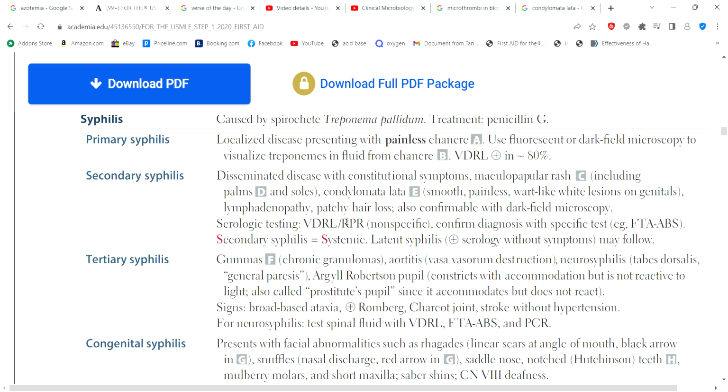Lymphadenopathy, patchy hair loss, also confirmable with dark field microscopy and serologic testing. You can do the VDRL or RPR test, but it is non-specific. You confirm the diagnosis with a specific test, which is FTA-ABS. Remember this, they ask this. What is FTA-ABS?